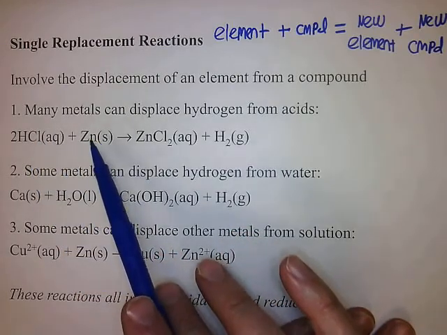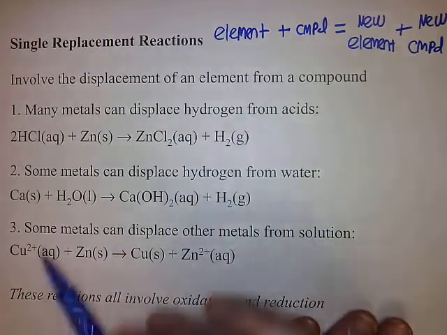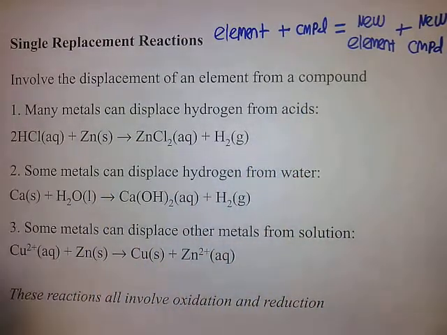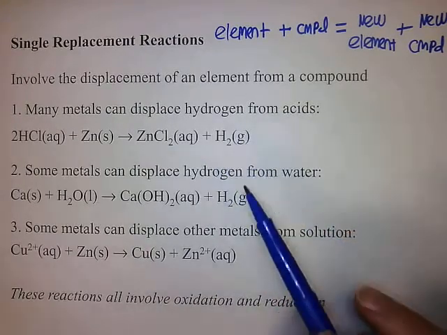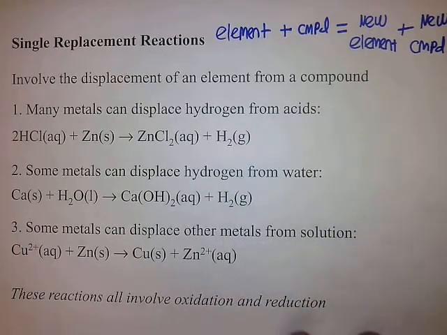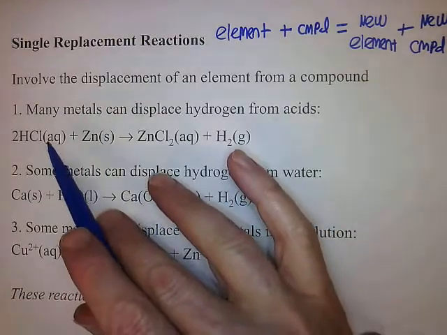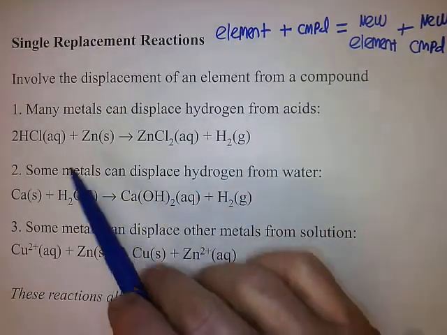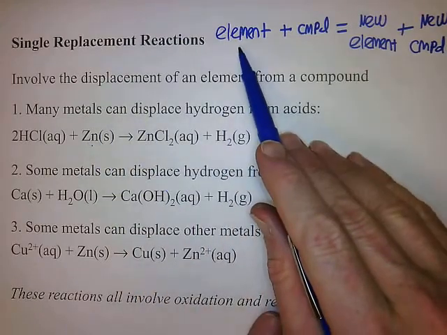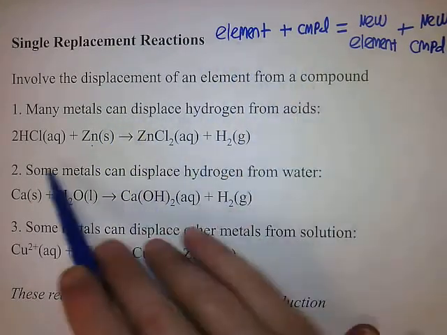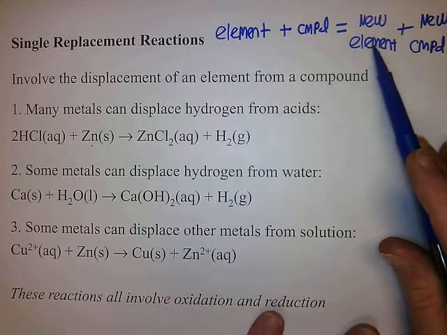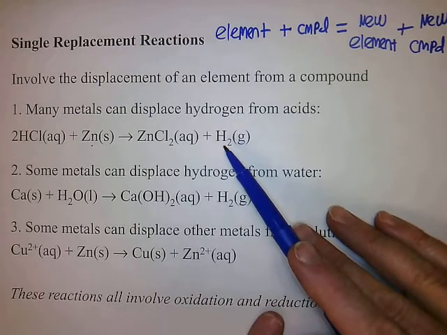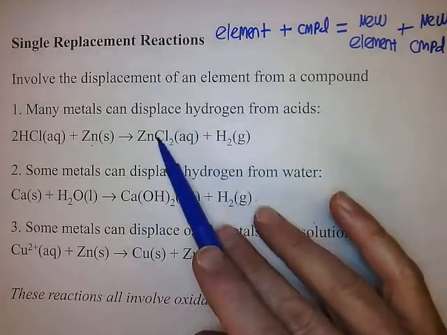you put in zinc metal, and it'll bubble. You'll see effervescence, lots of bubbles coming off. The bubbles coming off are hydrogen gas. That's one way to make hydrogen gas in the laboratory. But the zinc is displacing the hydrogen from the acid. So zinc is the element that we're starting with. Hydrochloric acid is the compound that we're starting with. The new element that's produced is hydrogen, and the new compound that's produced is zinc chloride.